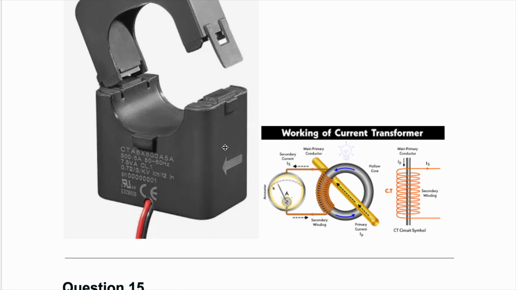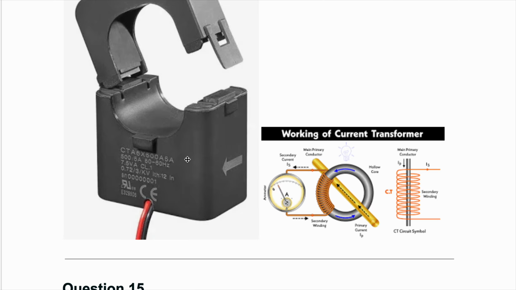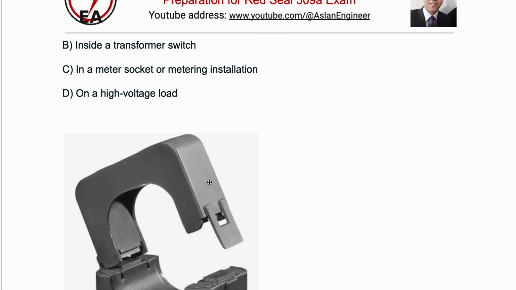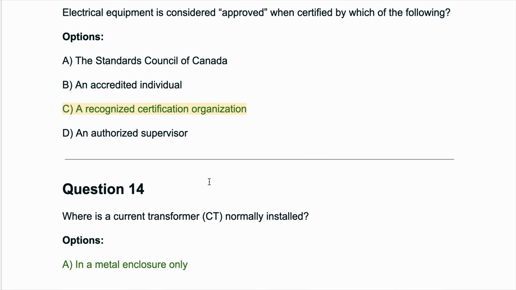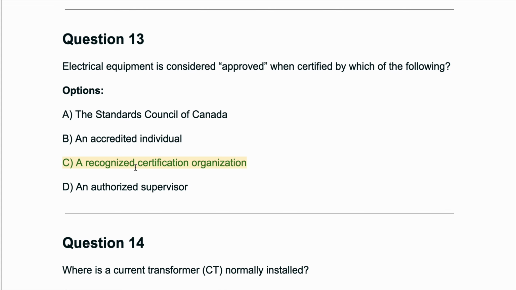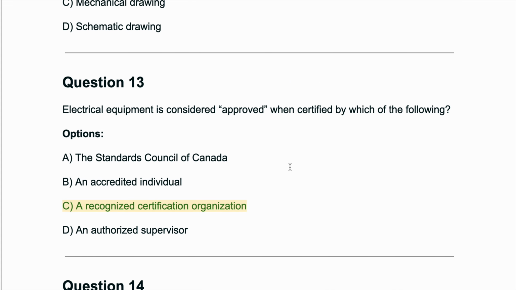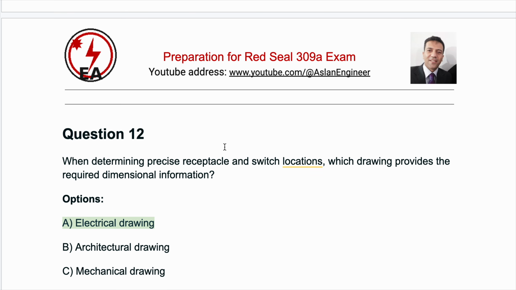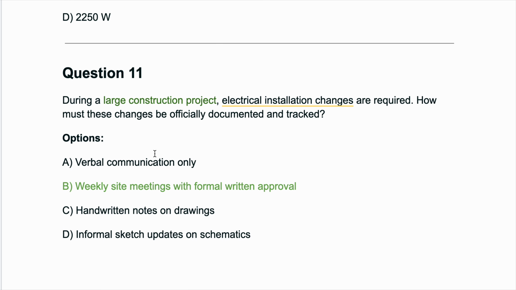What is this? This is a CT, current transformer. We use CT current transformers as a measurement instrument for measuring the ampacity of high ampacity wires. What was this certified? Oh, the organization that can approve the electrical equipment, electrical drawing for the location of the receptacles. What is this question?